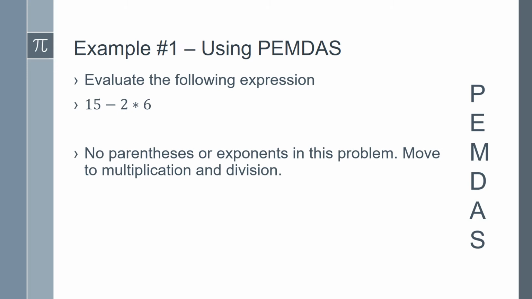The only multiplication or division in this problem is 2 times 6, which is 12. So now we have 15 minus 12. Next, we move on to addition and subtraction. 15 minus 12 is 3, so that is our answer.